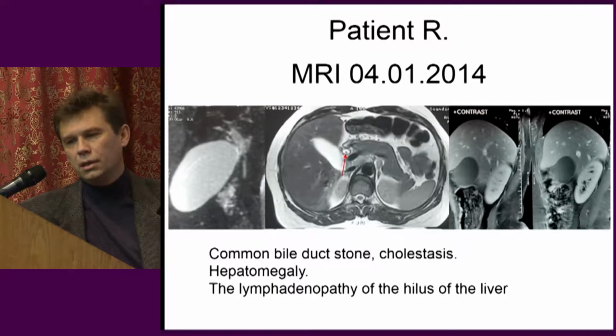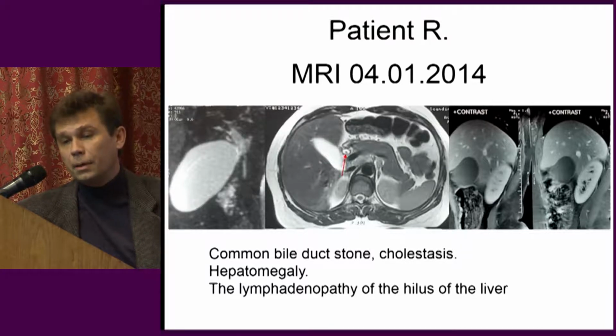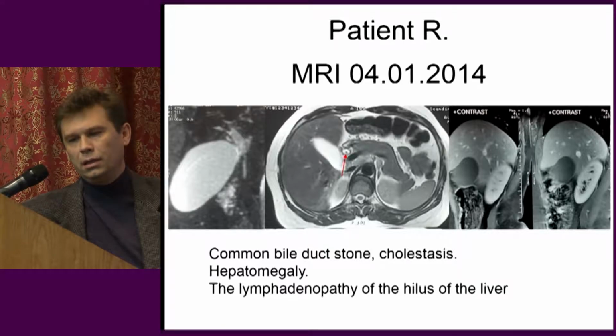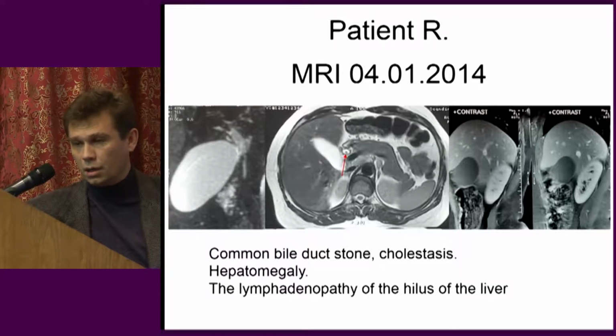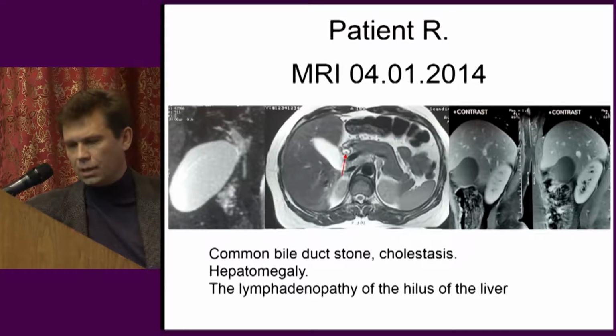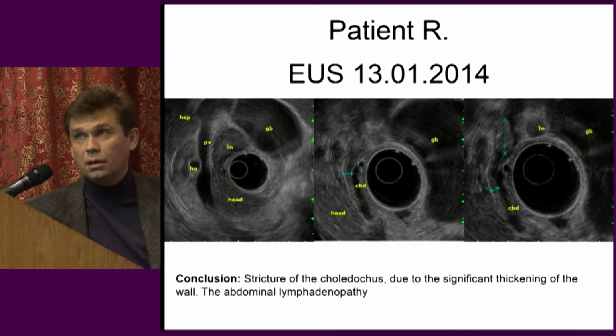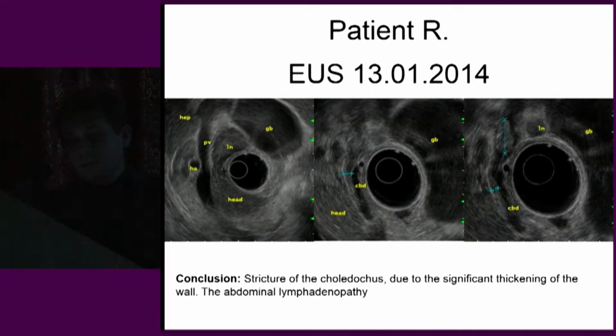Starting from January 2014, the patient was observed in our clinic, and in January an examination was done. Consecutively, we performed MRI, which detected common bile duct stones with concrements, cholestasis signs, hepatomegaly with lymphadenopathy in the hilus of the liver. And we sent the patient to EUS because dilatation of the liver ducts was not detected.